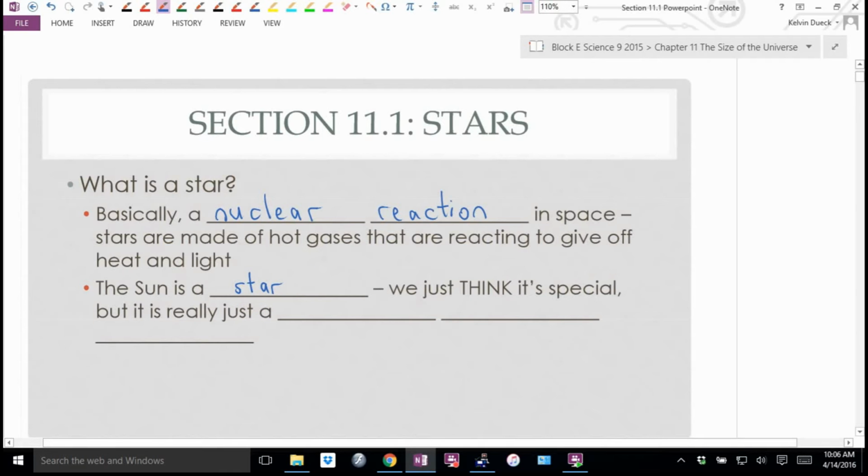It's special because it's close and it looks so much bigger and brighter. But really, it's just a pretty middle of the road, average star. Not very big, it's a little on the small side.